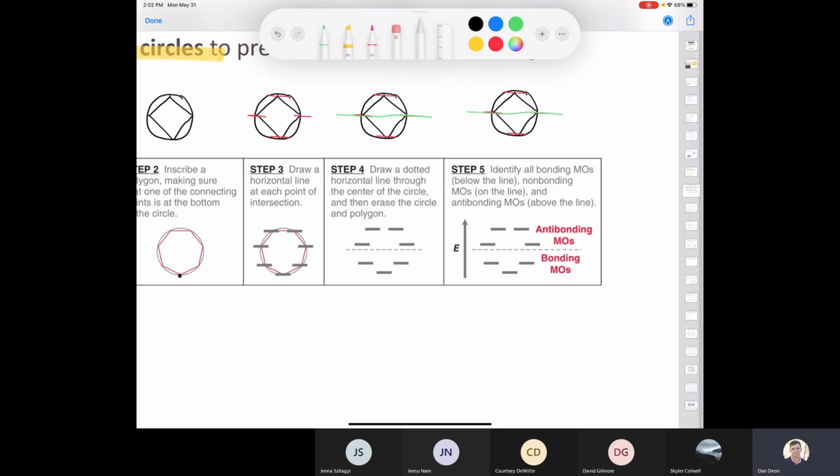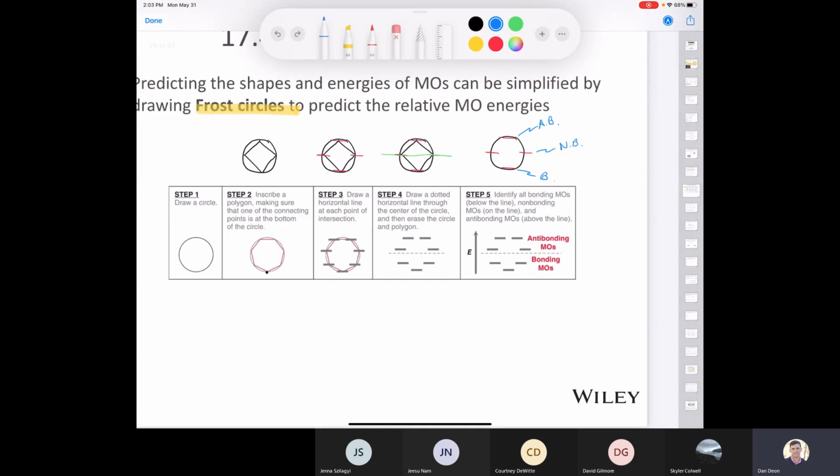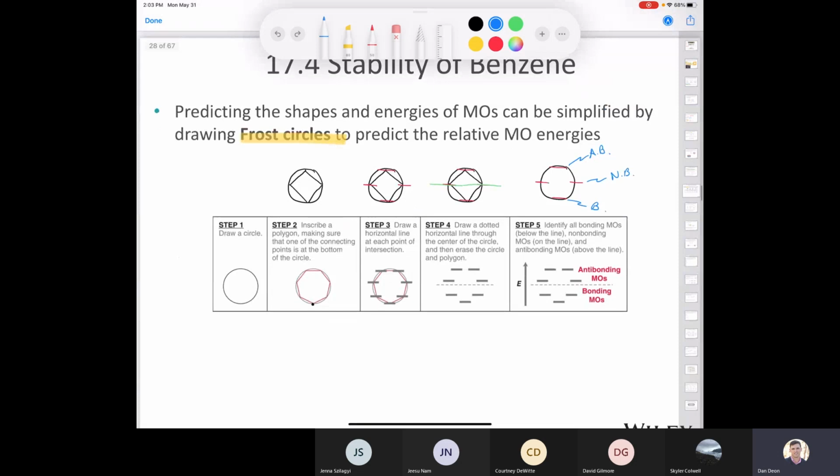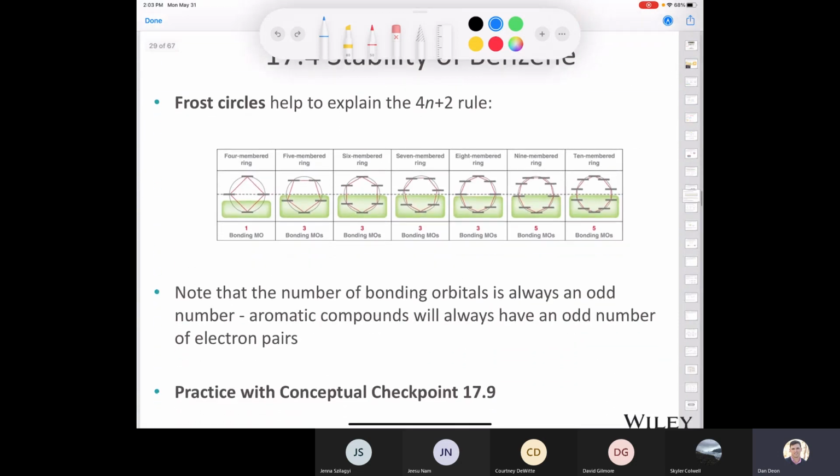And anything that's right on the line, as in my example here, so I'll just delete some of this, okay, anything that's right in the middle is considered non-bonding. So this would be anti-bonding. So this is anti-bonding. This would be bonding. And then down here, in the middle, we have non-bonding molecular orbitals. You can see there are no non-bonding molecular orbitals here, in this particular example. So that's what a Frost circle is. Once you've got that done, you fill it up with electrons.